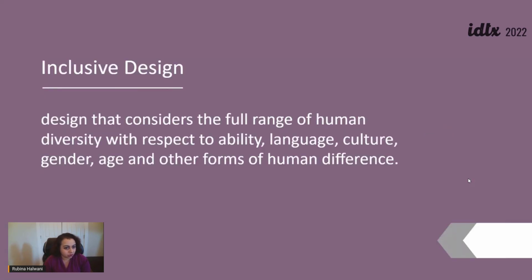So just to start off, to give you a basic definition, inclusive design is design that considers the full range of human diversity with respect to ability, language, culture, gender, age, and other forms of human difference. So it is a broad spectrum.